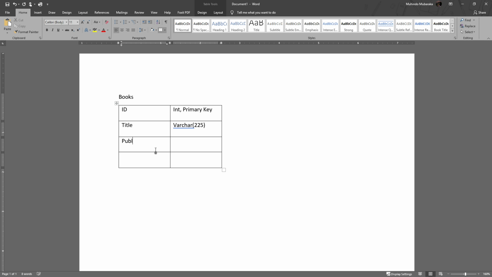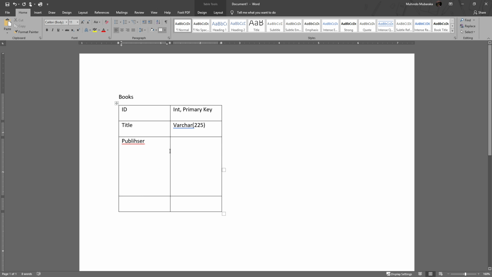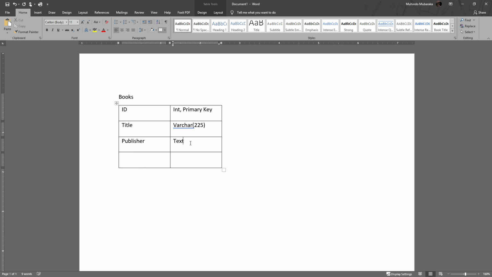And then this publisher will maybe have a text data type. We already discussed these different data types, and maybe we have book details, and this one will have a text data type. Okay, but how can we uniquely identify this table?